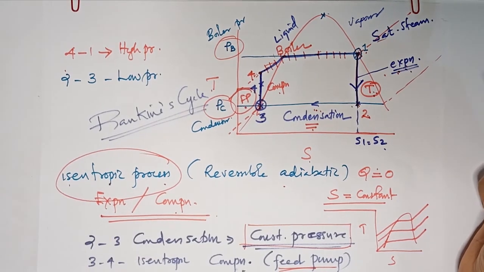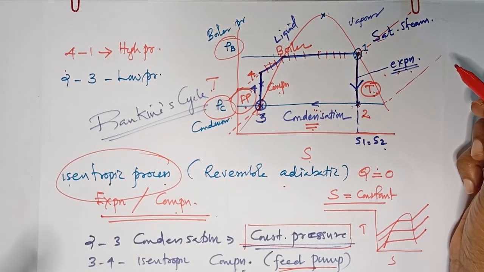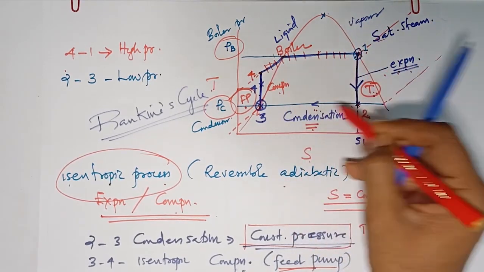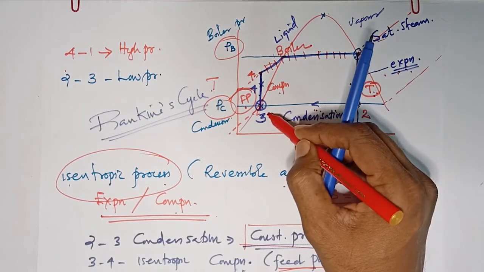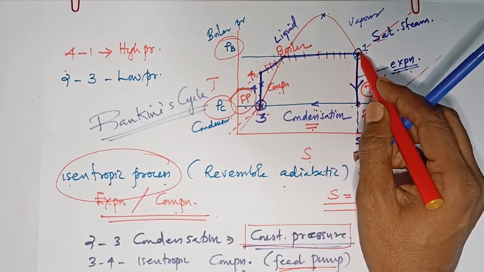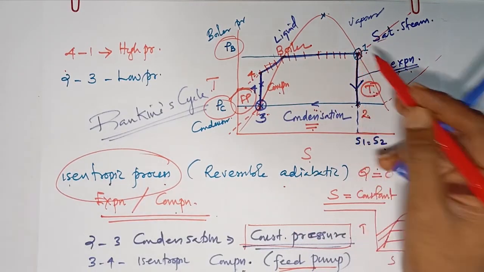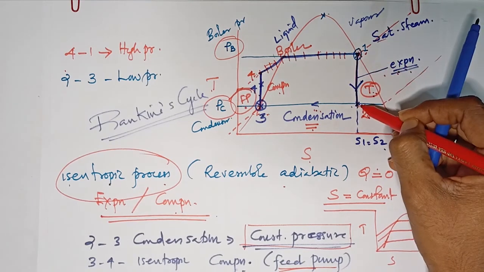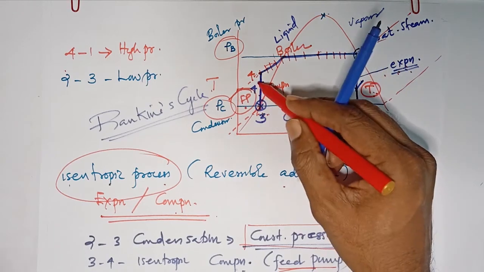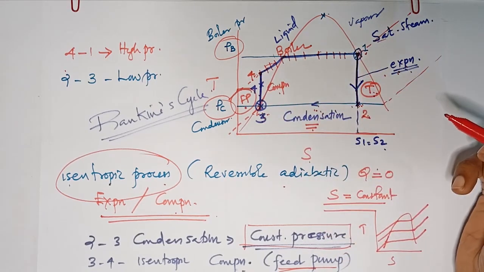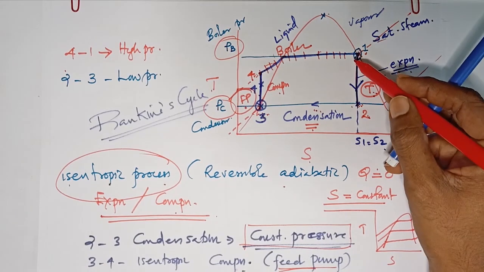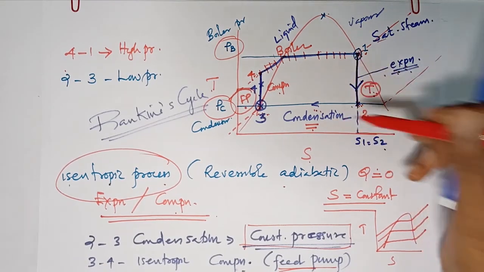So what does Rankine cycle mean? Simply we can say that it consists of two constant pressure processes. What are they? 2 to 3 is a constant pressure process, 4 to 1 is a constant pressure process, two constant pressure processes and two isentropic processes. 1 to 2 is isentropic and 3 to 4 is an isentropic process.